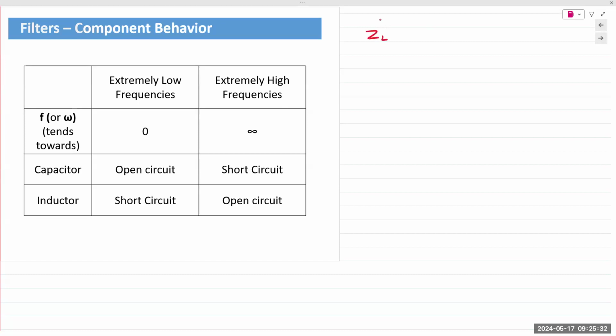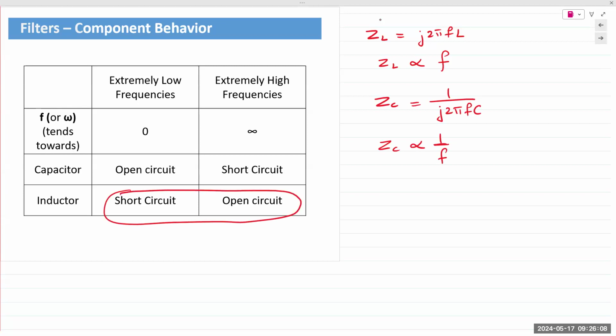So impedance ZL is j2πfL, meaning for an inductor, the impedance is directly proportional to the frequency. For a capacitor, ZC, the impedance is 1 over j2πfC, meaning ZC is inversely proportional to frequency. And based on these properties, we can describe the behavior of an inductor at extremely low and extremely high frequencies.